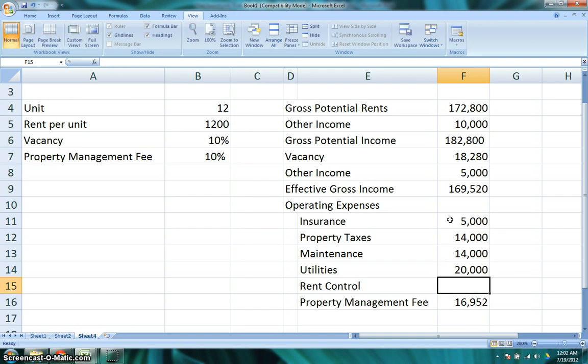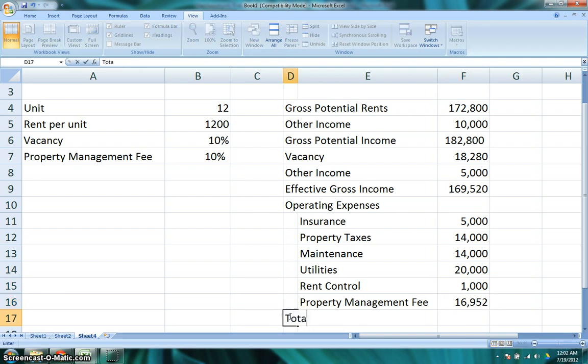Now utilities includes things like gas, electric, water, sewer, trash, and it depends solely on the lease whether the landlord is paying for the majority of those expenses or the tenant is paying for the majority of those expenses. So that would vary depending on the property and the lease agreement. So rent control, we'll just assume $1,000 a year.